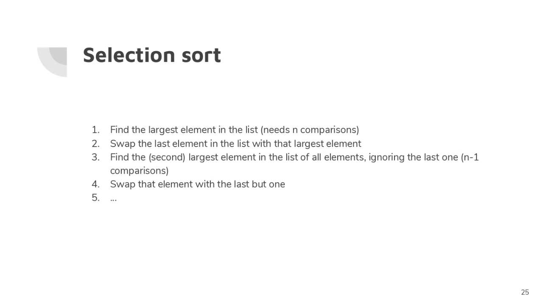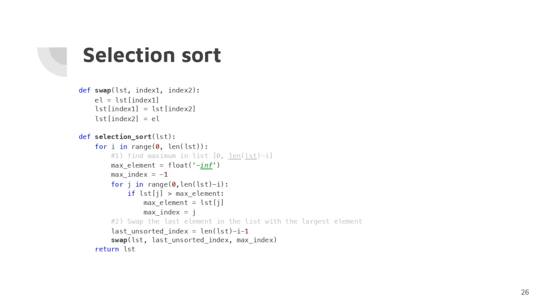In the second iteration, we again find the largest element, actually the second largest element in the list, but we ignore the last element because that was already the maximum in the previous iteration. And we swap that second largest element with the last but one, and we continue in that way. So that's selection sort. Here is the source code.